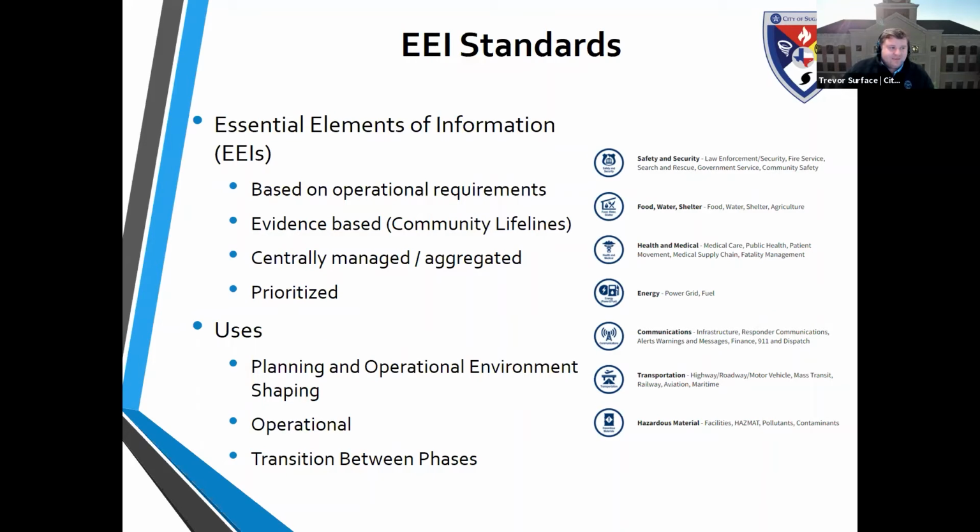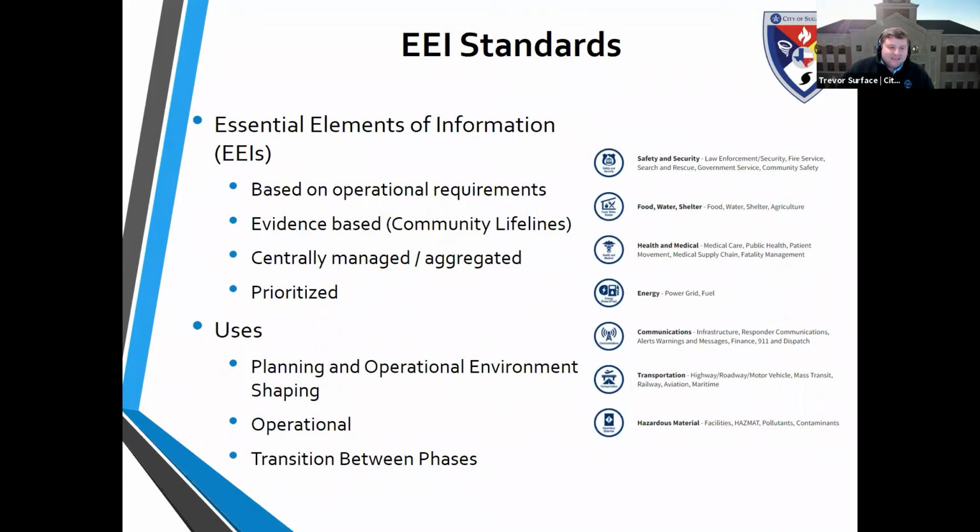And we came out with these seven: safety and security, food, water, shelter, health and medical, energy, communications, transportation, and hazardous materials. These are the typical community lifelines. With these, your different elements of information will fit under there. So for food, water, shelter, of course, that'll be your shelter statuses or your food.